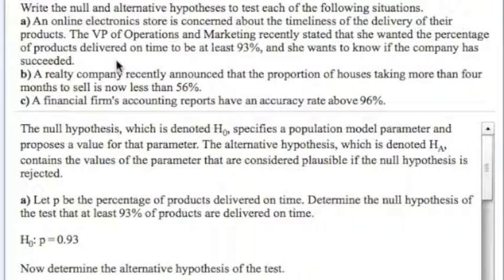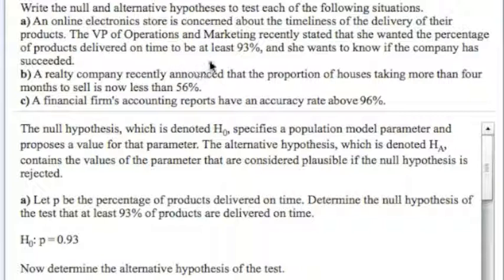So what is it that we want to prove? That always helps you. Asking that question always helps you to know what is going to be the alternative hypothesis, because the null hypothesis is already sort of assumed to be true. It's the way we operate. It's what is the status quo.